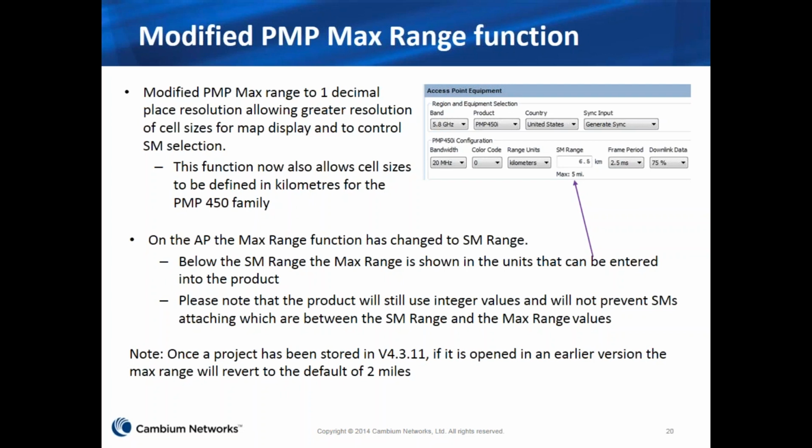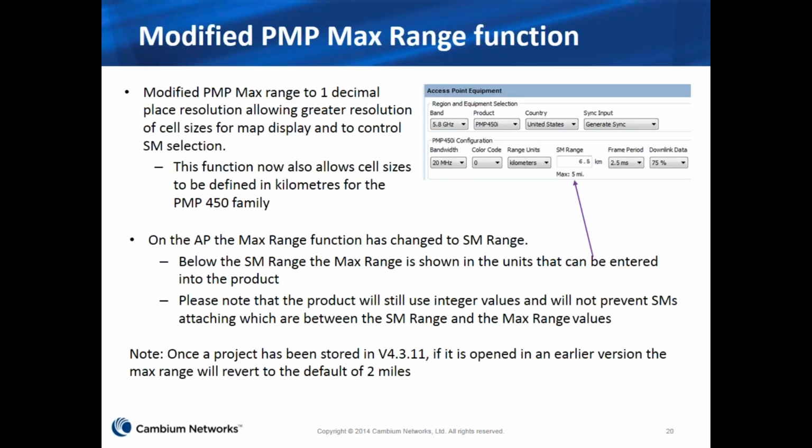When you actually deploy the network, the product will still work to that max range function, so SMs will be able to connect all the way out to the max range, not limited by the SM range that you've designed to. And therefore you'll need to make sure that you use AP color codes or channel restrictions to ensure that the SMs are connecting to the required APs if you have a very dense overlapping network with the max range distance.